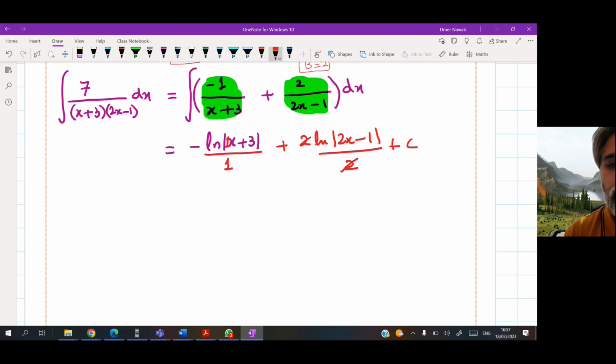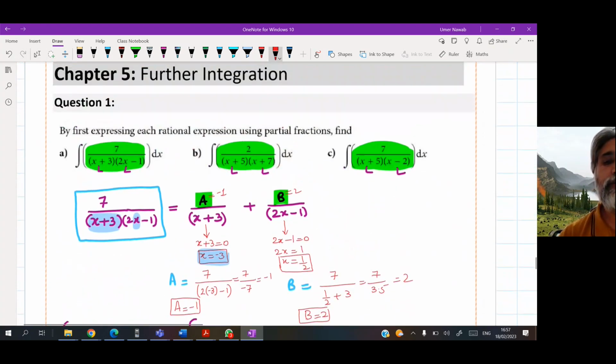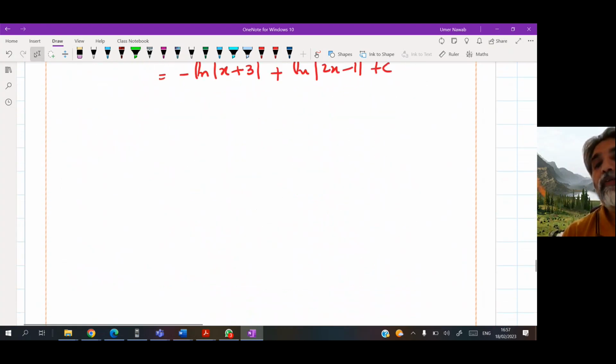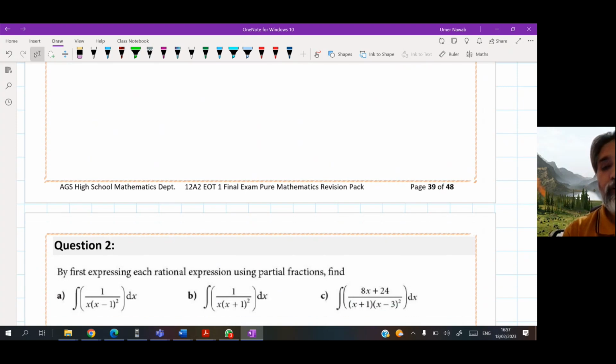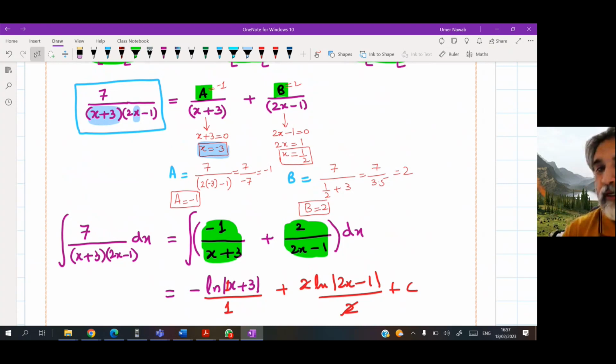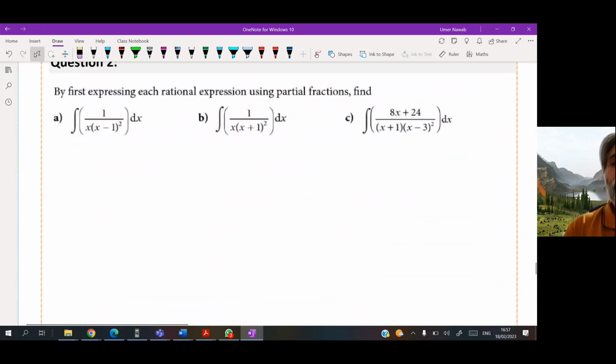I'm going to cancel the 2 with the 2 and my answer is minus ln x plus 3 plus ln 2x minus 1 plus c. So the same technique, guys, we can apply for the B and the C part, and I'm not going to do the B and C. This was the basic theme behind the solving of partial fractions when you have two linear expressions in the denominator. Next question is this.